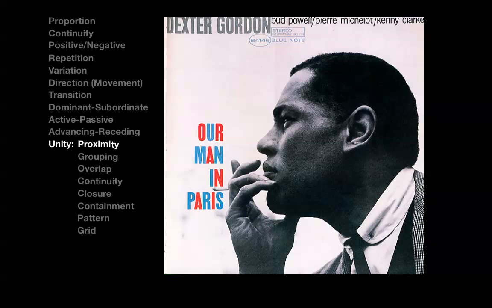Unity through proximity, or closeness, is clearly on display in this Blue Note cover by Reed Miles. The album's title, set in red and blue, is very close to the figure's hand. The figure's cigarette seems to control and stabilize the position of the title text.